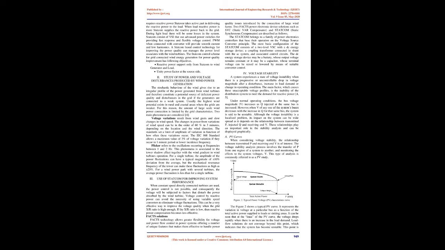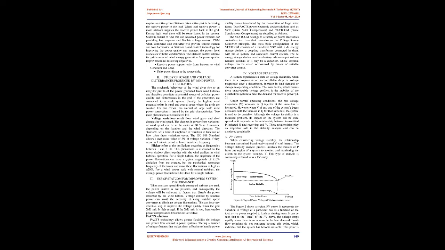or lower incidence frequency. Flicker refers to the oscillations occurring at frequencies between 1 and 2 Hz. This phenomenon is associated with the tower shadow effect together with the wind gradient in wind turbine operation. For a single turbine, the amplitude of the power fluctuations can have a typical magnitude of plus or minus 10% deviation from the average, but the mechanical resonance frequency of the tower can make these fluctuations as high as plus or minus 20%. For a wind power park with several turbines, the average power fluctuation is less than for a single turbine.